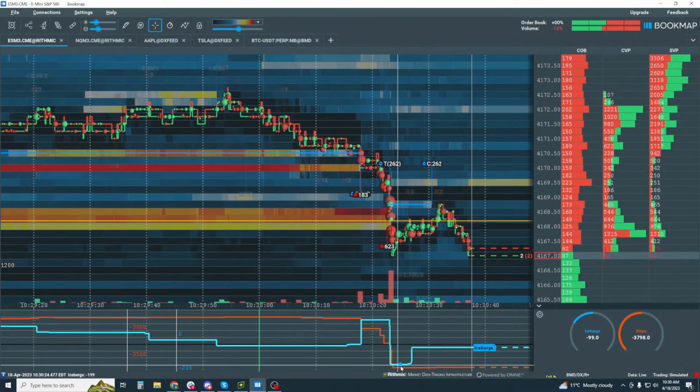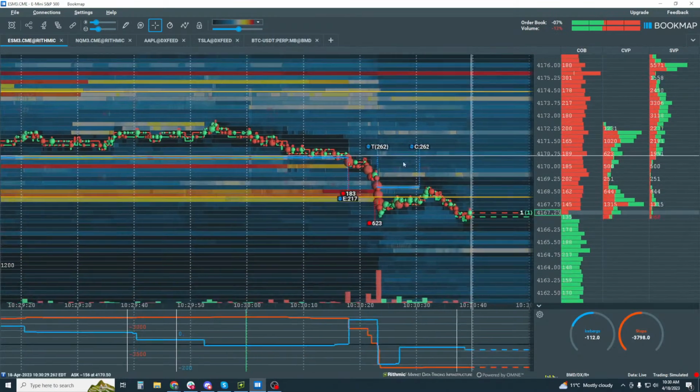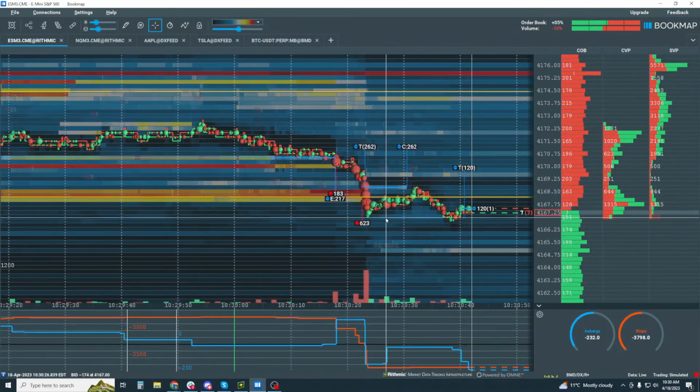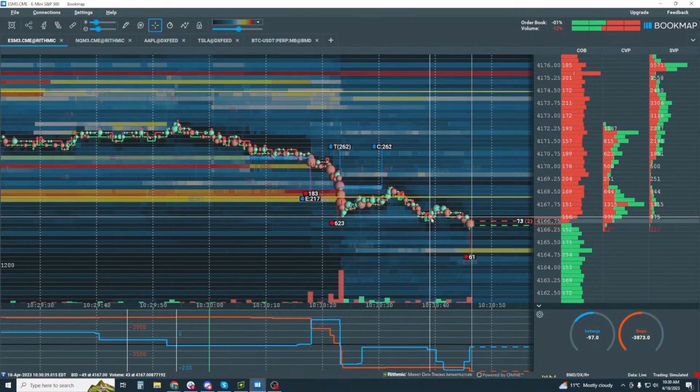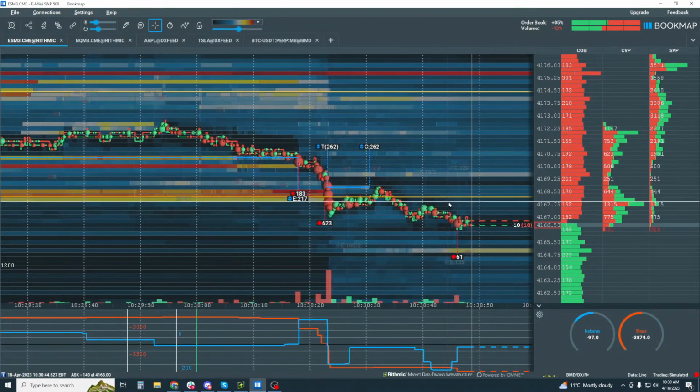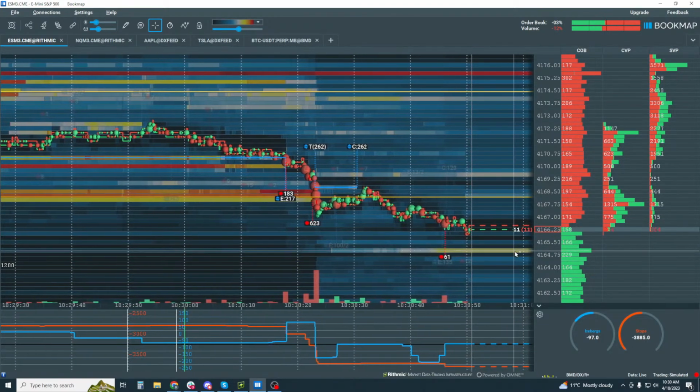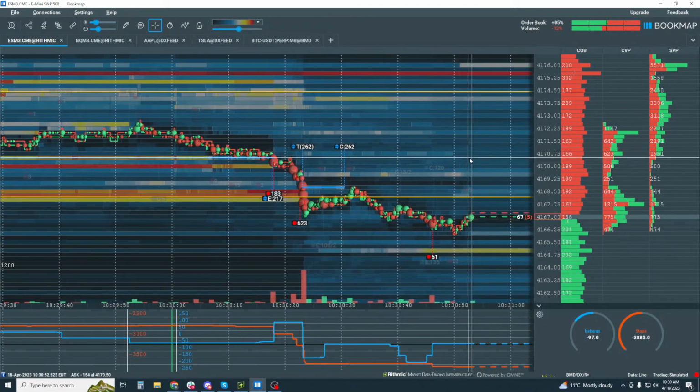We've got another stop run here. All right, here's a second low, a slightly lower low, and more selling, still more selling. So still looking for the sellers to take it lower.